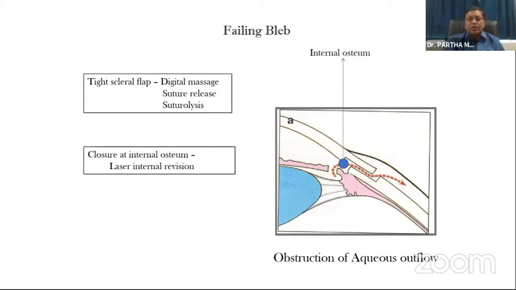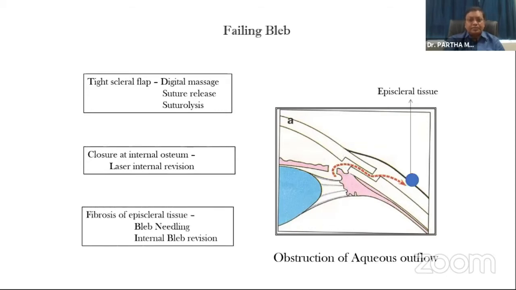If there is any block in the internal ostium, you can do laser internal revision of the ostium. If there is fibrosis of the episcleral tissue, you can do bleb needling or internal bleb revision.